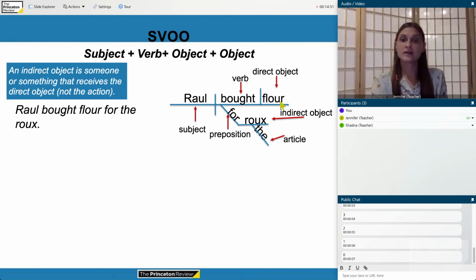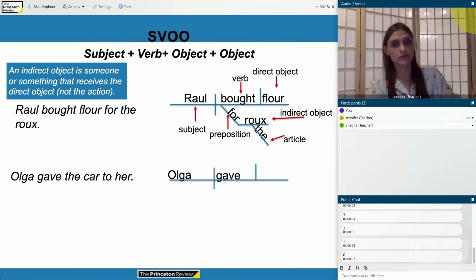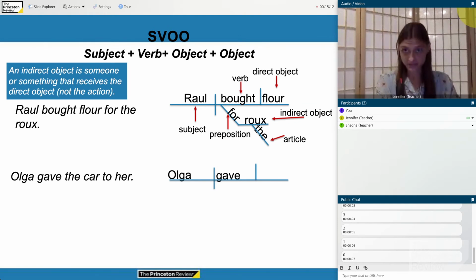All right, let's see another example here of a subject, verb, object, object. So we've got Olga again in a car, but this time Olga gave the car to her. All right. Draw it up. What we know so far, we'll add Olga, our subject. In this case, our verb is gave. Gave what? Olga gave car. We know something's modifying car. We have an article, right? We have the article the modifying car. So we can put that on this little diagonal line beneath the word car.